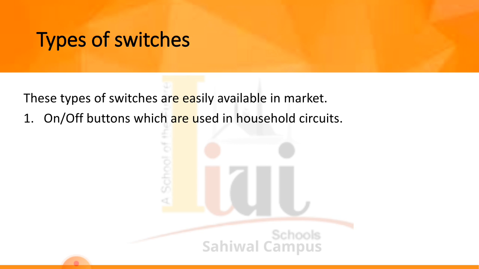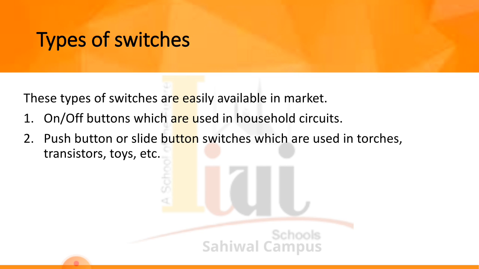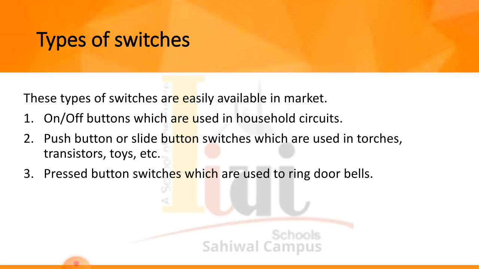The first example is the on-off button, which is used in household circuits. The second one is the push button or the slide button switch, which is used in torches, transistors, toys, etc. So in toys and torches we have a push or slide button. We move the button a slide distance from position A to B, and we can turn it on and off, or we can push it. The third one is the press button switch, which is used to ring doorbells. Usually doorbells have a press button. We press it and the bell rings. So this is the press button switch of electric circuits.